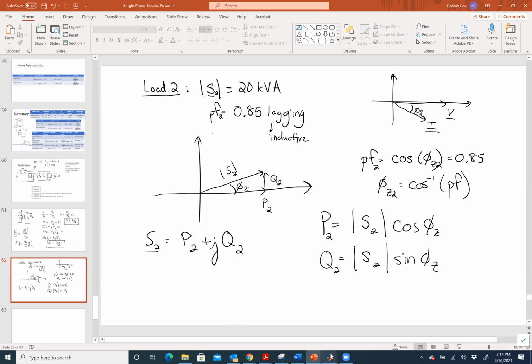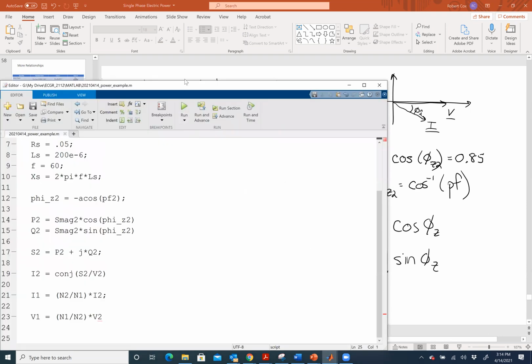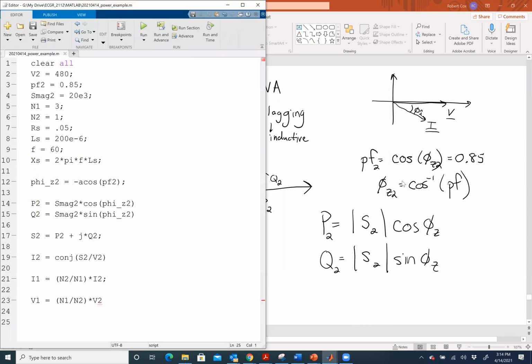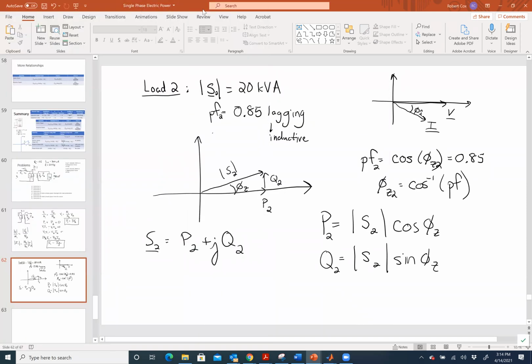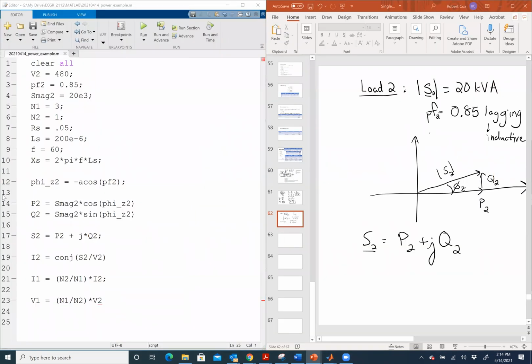Okay. So I wrote a little Matlab thing to try to approach this. Let's put them side by side. I put in all the information I had. Power factor 2 is 0.85. S magnitude 2, my apparent power for load 2. I put my turns ratio information, my impedance information, all that stuff. And I put that phi Z2 was negative acos of the power factor.